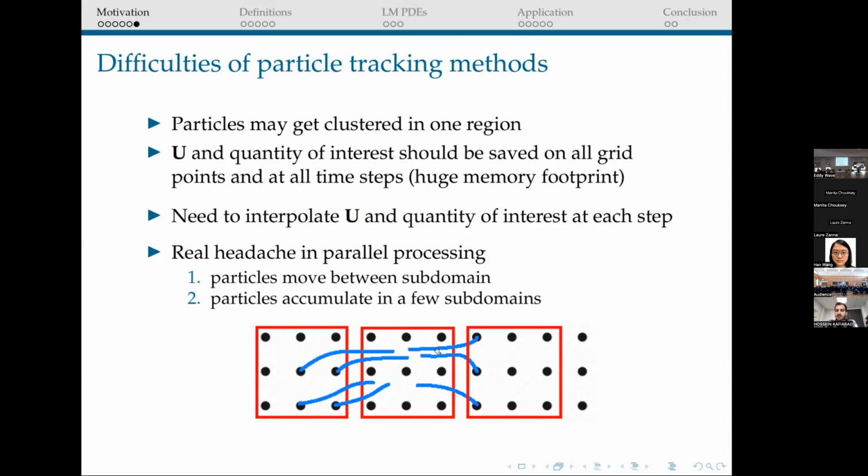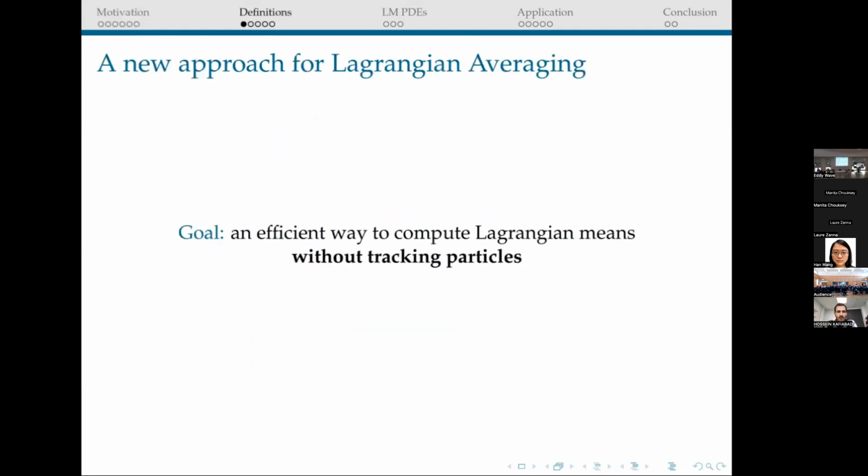They also may get clustered in one subdomain, so this subdomain in the middle needs to compute a lot more things than its neighbors. So considering that everything needs to be synchronized in some step, the whole computation will become much slower. So here I want to present a new approach for computing Lagrangian means that doesn't require tracking particles, which sounds a bit paradoxical.